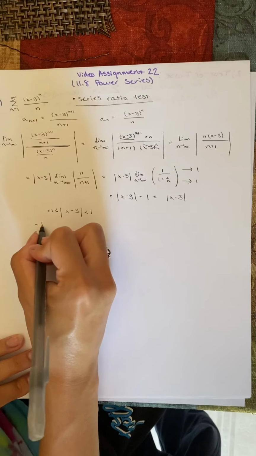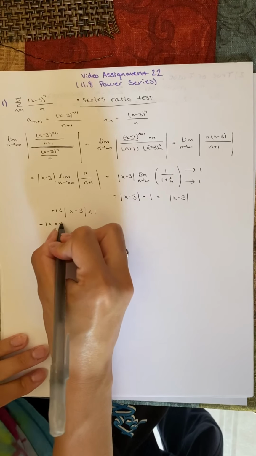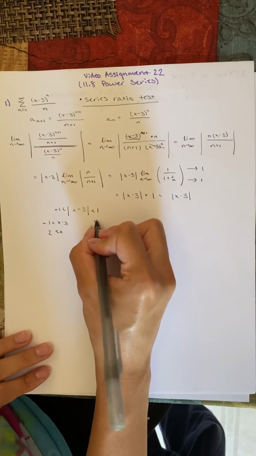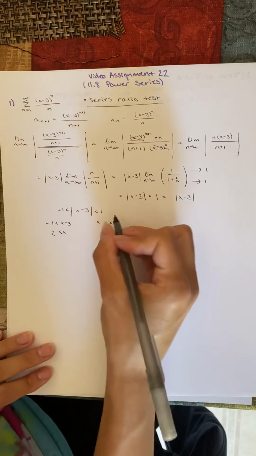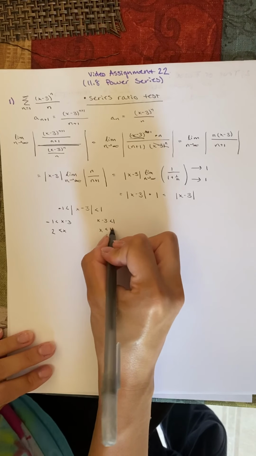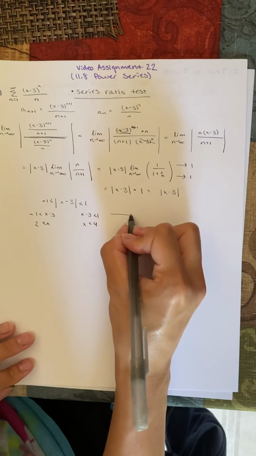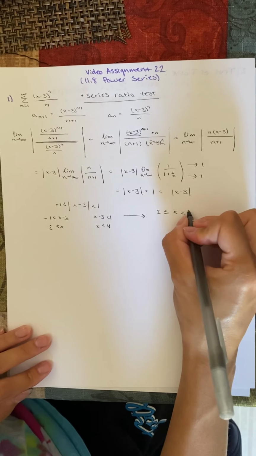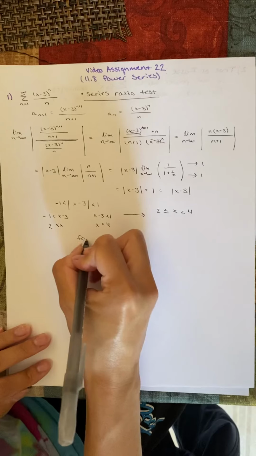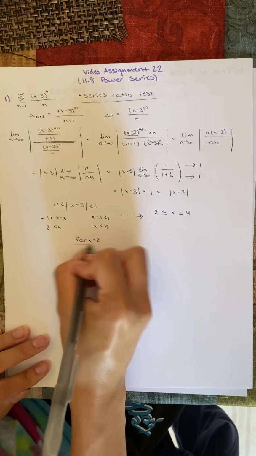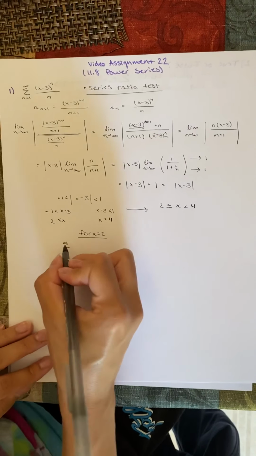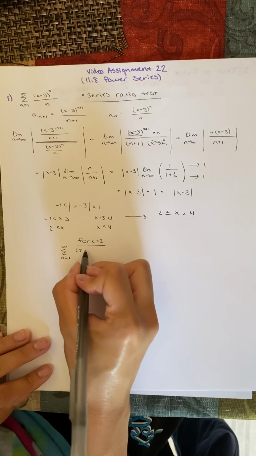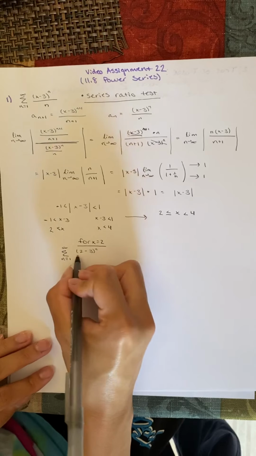We can take those 1 values and our absolute value of x minus 3 and some simple algebra, and we can then use that to find our interval, and that's going to get us 2 is less than or equal to x, which is less than 4. So then we bring that down. We're going to start with x equals 2, and we're going to plug 2 into the original series function up on top.